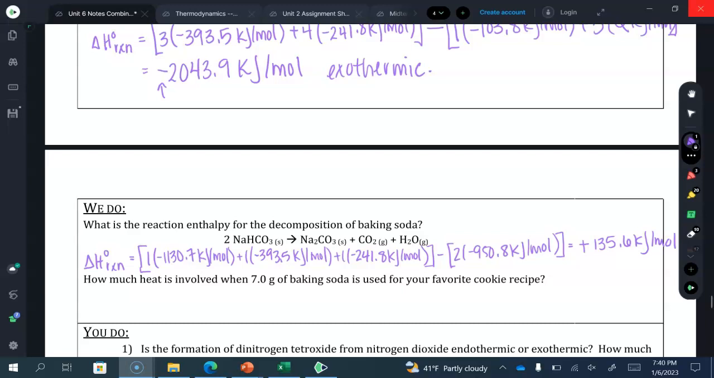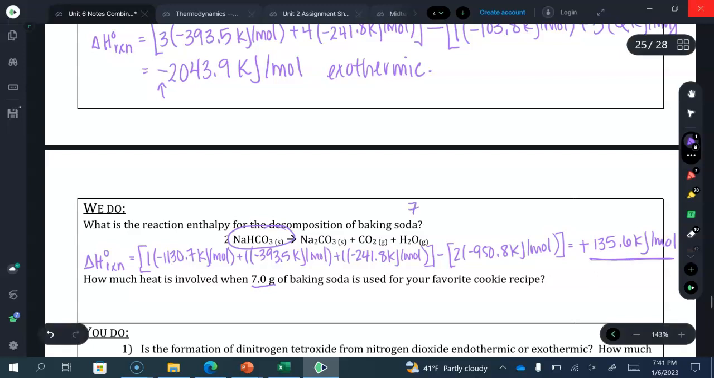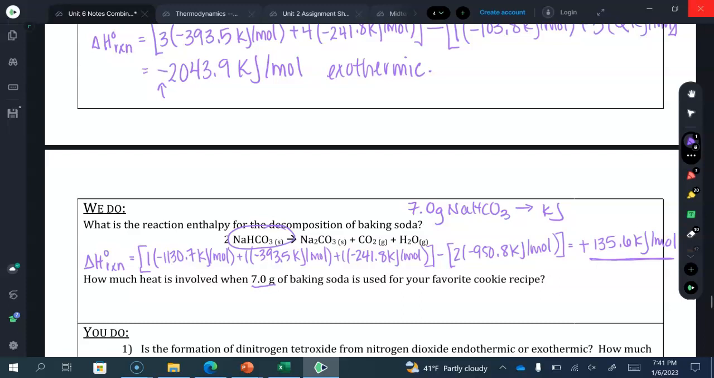Okay, so now we want to see how much heat is involved if we use 7 grams of baking soda for your favorite cookie recipe. So we are going to convert 7 grams of baking soda, and remember that that is baking soda, to energy. So we know our energy conversion factor here. So I want you to pause the video and, starting with 7 grams of the baking soda, use the balanced reaction and the energy we calculated and determine how much energy that requires. Please pause the video and do that now.